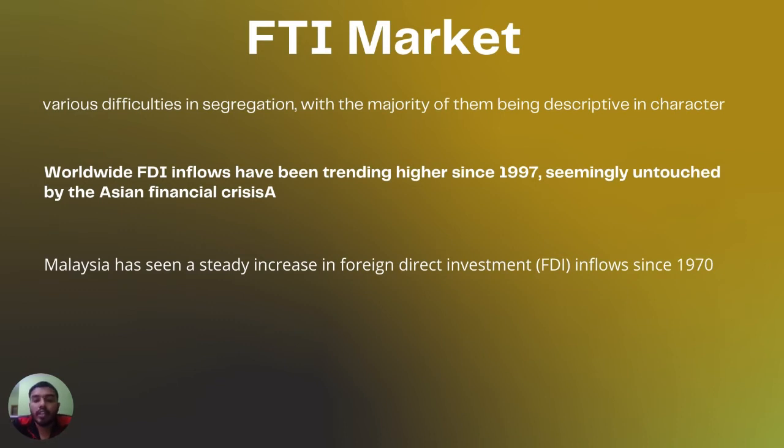FDI inflows rose from 1970 to a high of US$5,741 million in 1996. The Malaysian economy also received a total of US$5,741 million. That's all from me. Thank you.